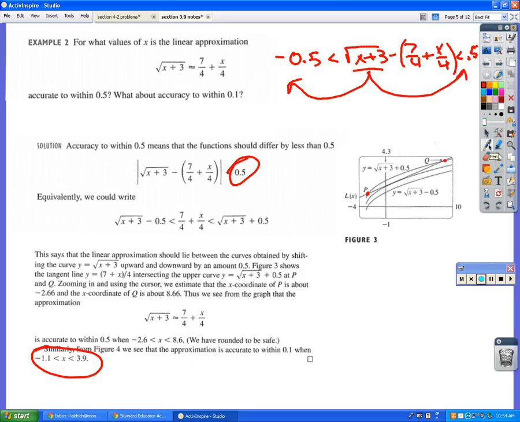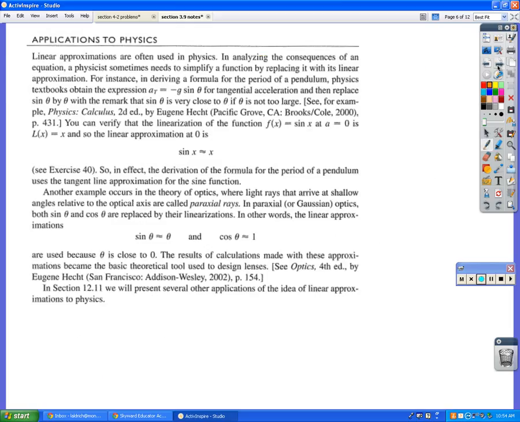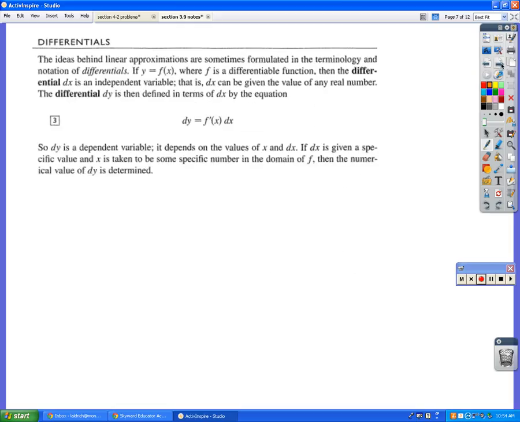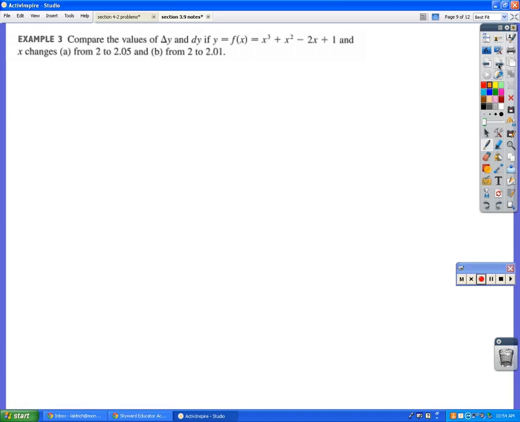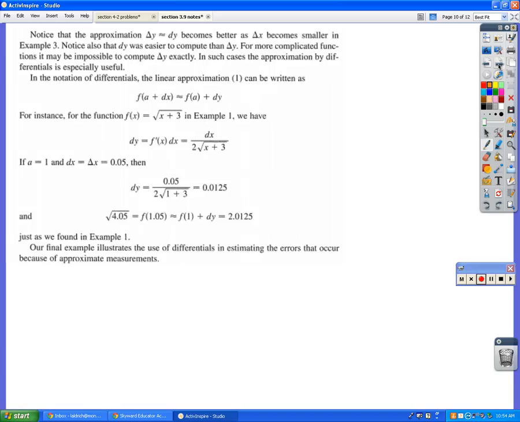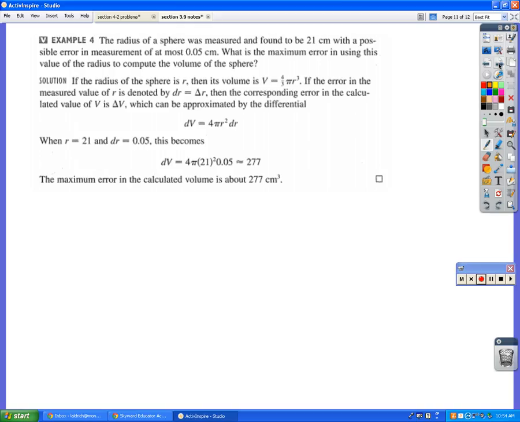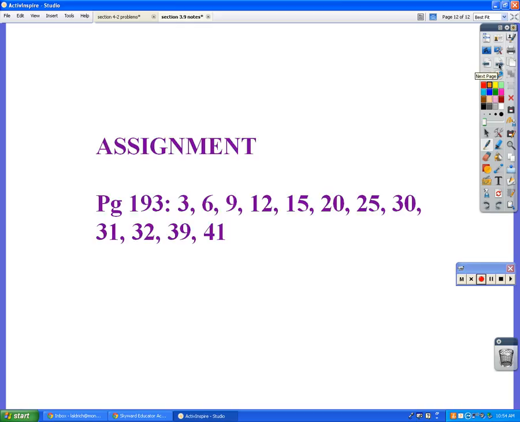All right, awesome. Don't kill the messenger. Oh my gosh, applications of physics. No. Okay, we might try some of these before we get into applications. All right. No differentials. Don't want to do that. Don't want to do differentials. Okay, so let's do just a couple of linear approximation problems on your own.